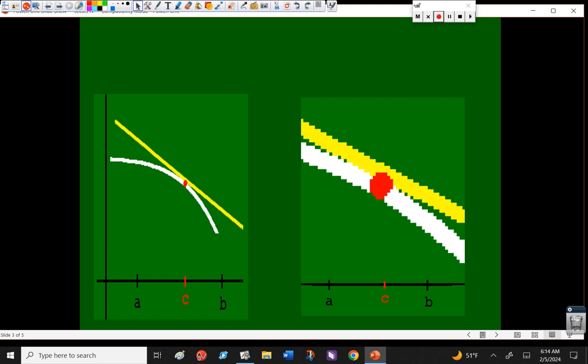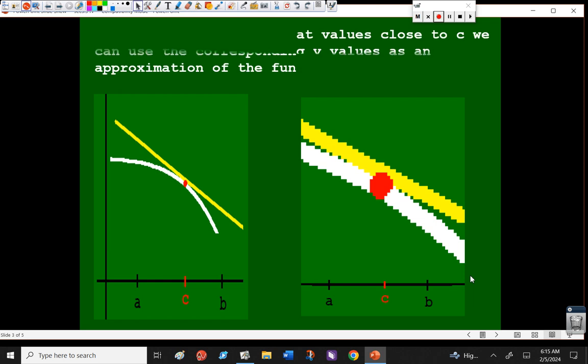And we're not looking at the roots this time. We're actually looking at values. This is called linear approximation. We're approximating a curve by a straight linear line. Again, it's a conceptual idea, but you have to think, hey, we were able to find the roots. Well, why not find just any value on the function? Realize that if we look at values close to c, we can use the corresponding y values as an approximation of the function of f. And that's exactly what we're looking at right here.